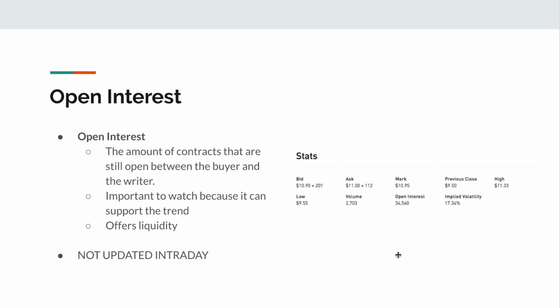Now, this is not set in stone. Anything can happen on the market, but using volume and open interest hand in hand can really tell you what people are feeling about the future of the stock.